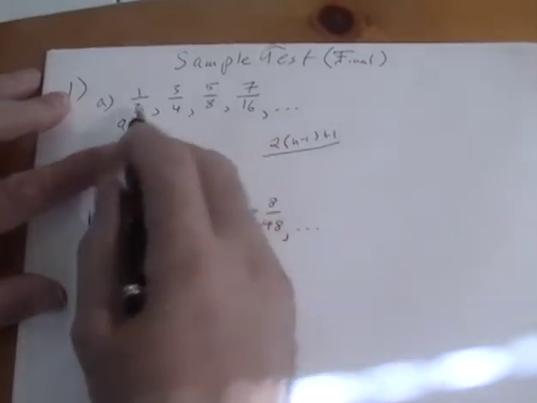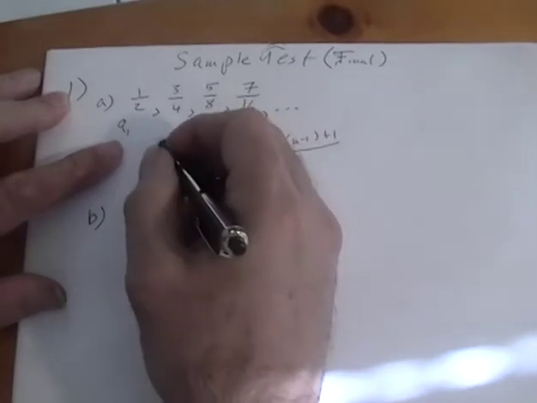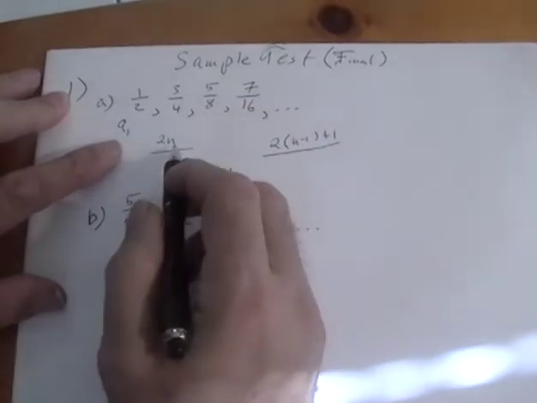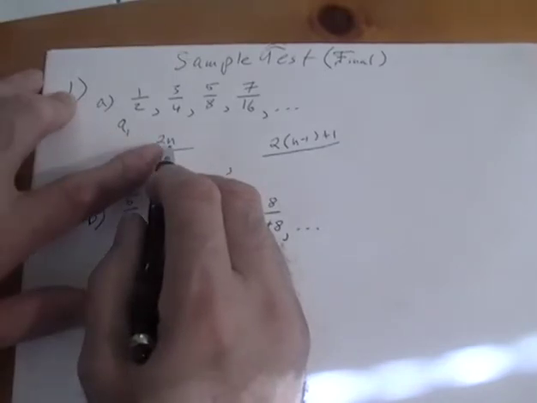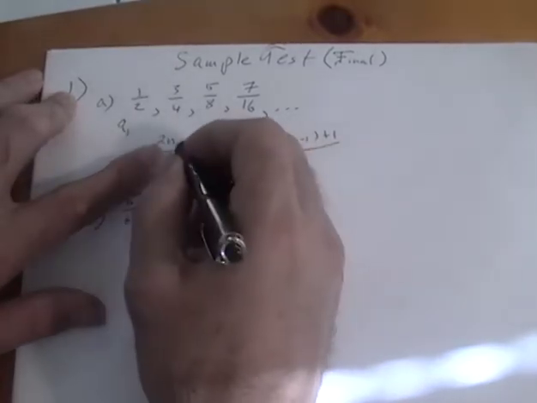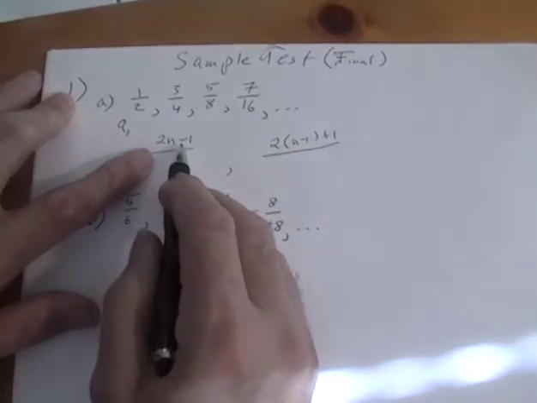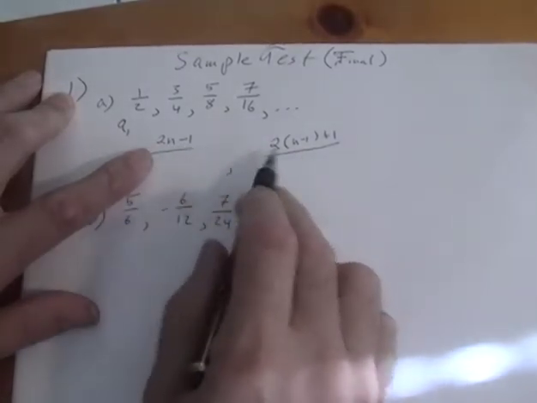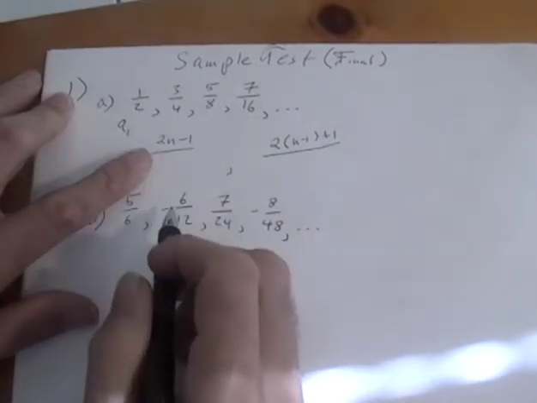Personally, I find it as easy to say that each time it is going up by 2, so that's 2n, and for my first term, if I plug in 1, that would give me 2. That's 1 too many, so I would just write 2n minus 1. Either of these two is an acceptable way of characterizing the numerator.